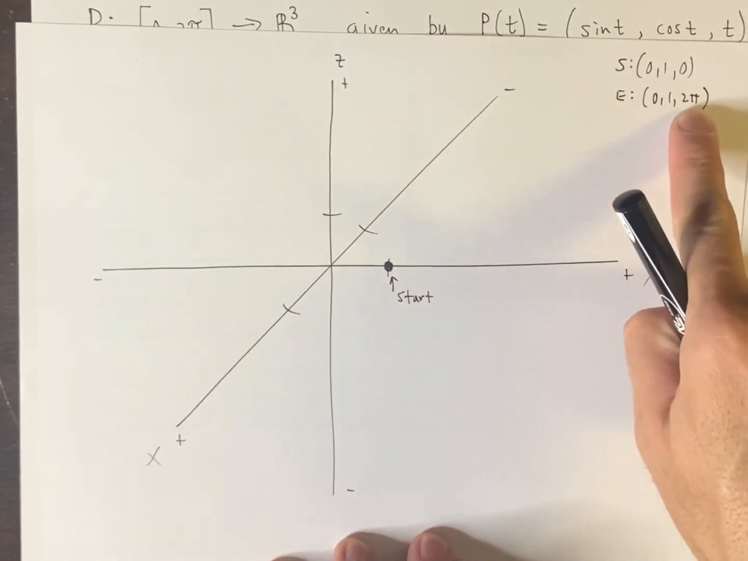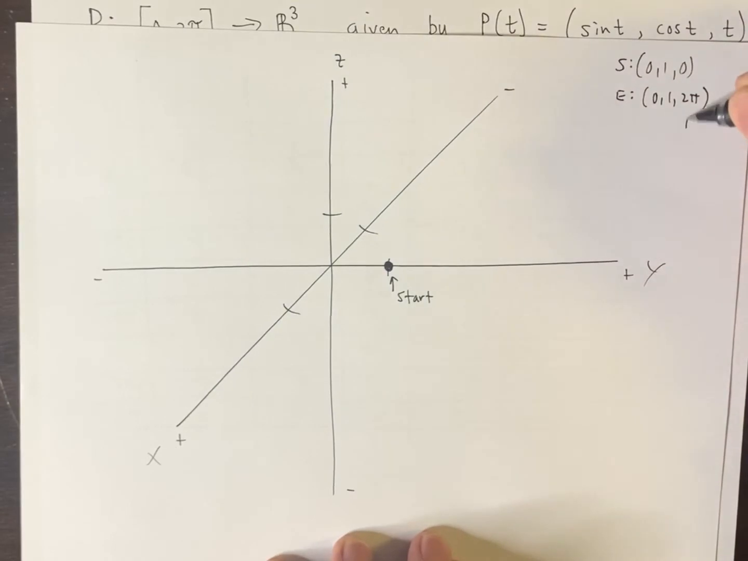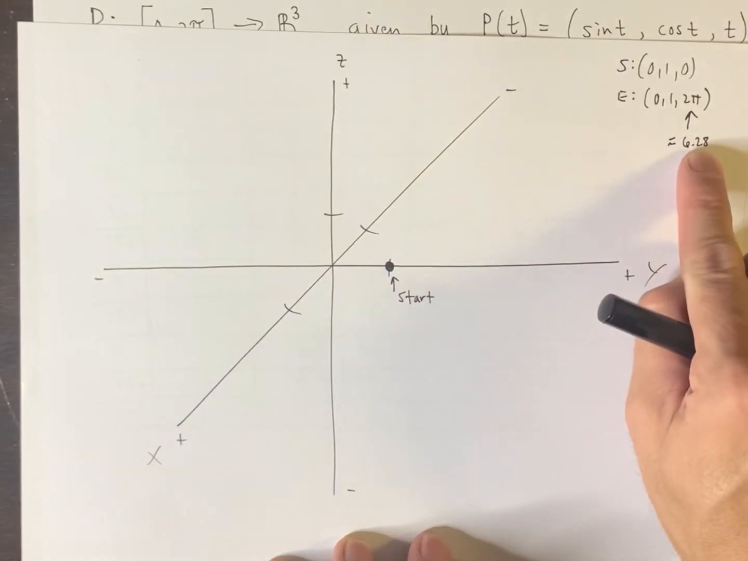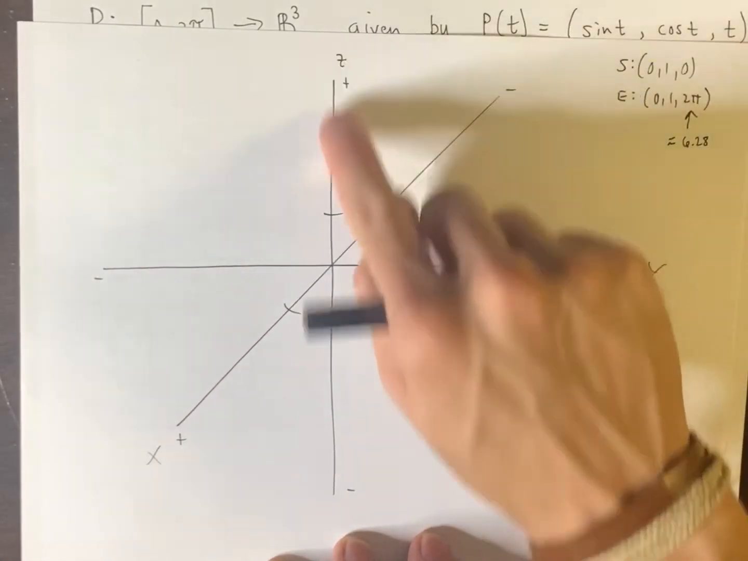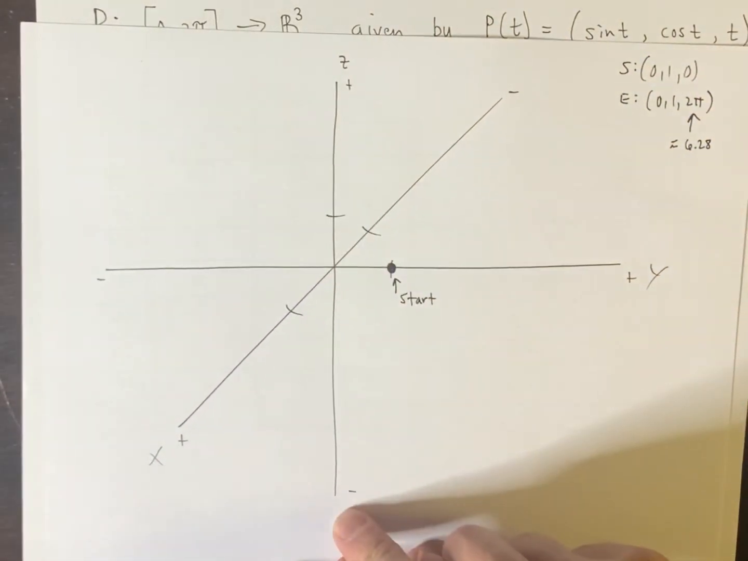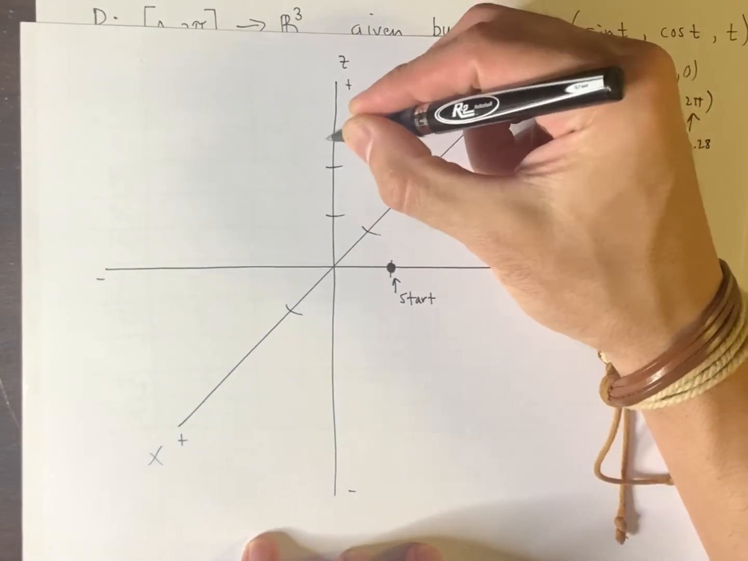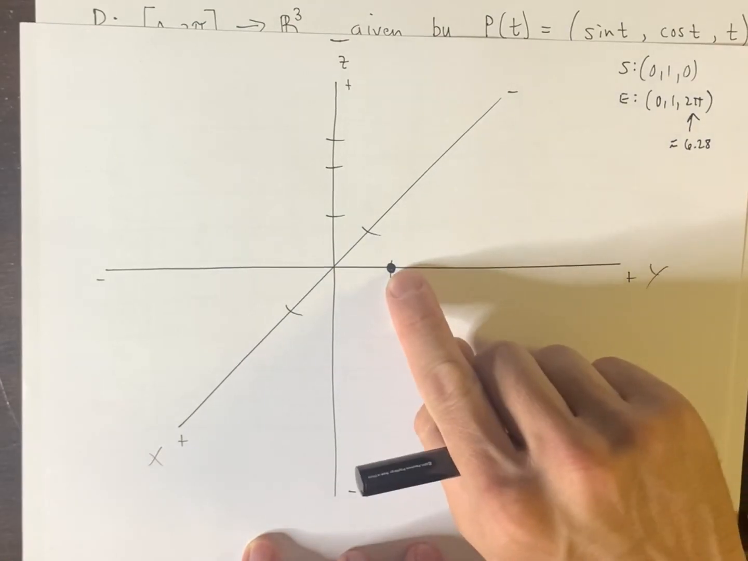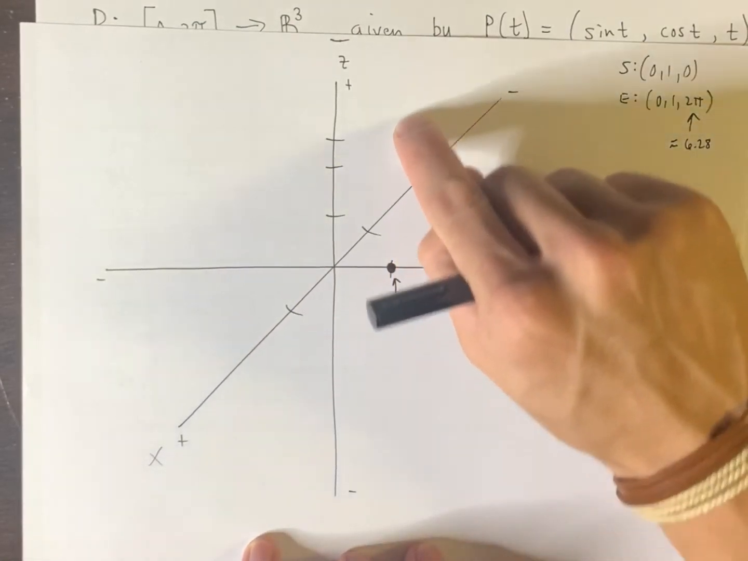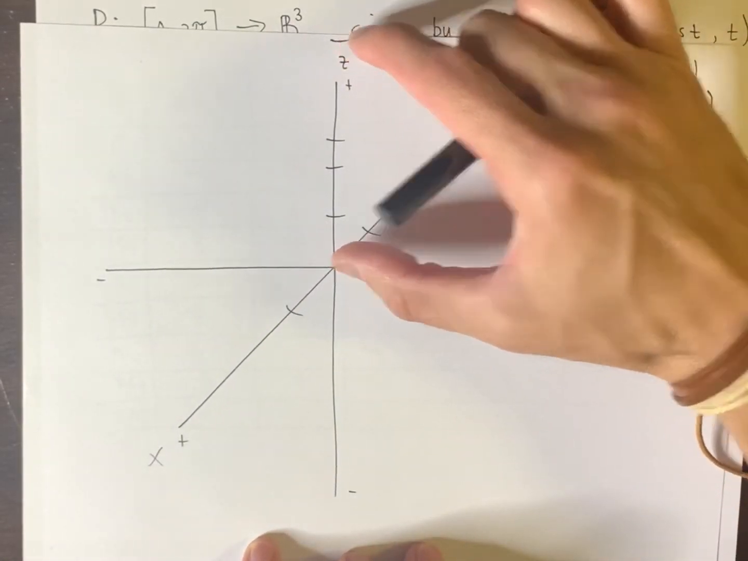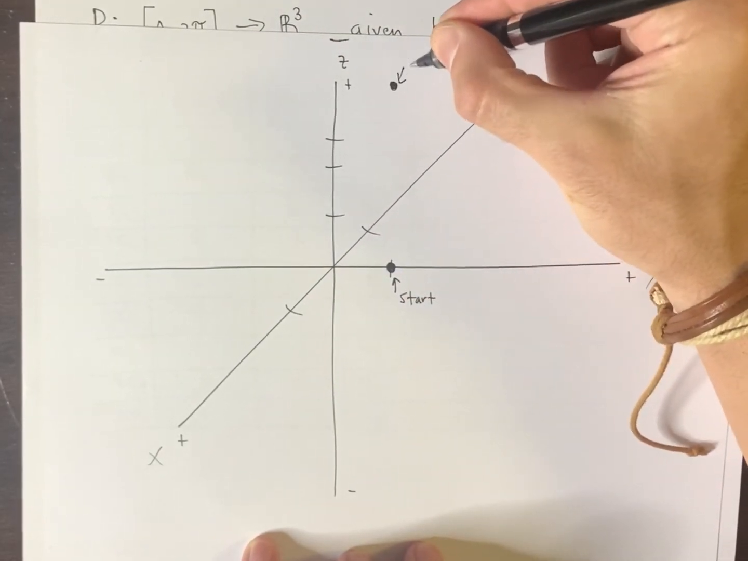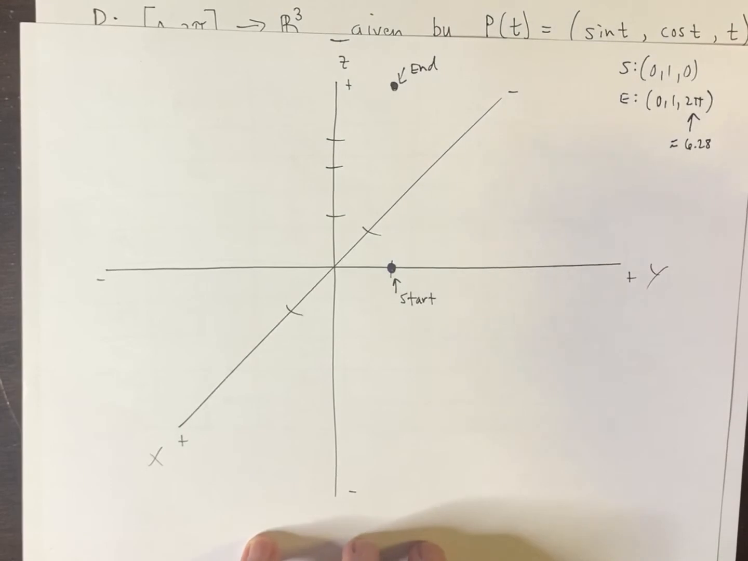And then 2 pi is about 6.28. If you turn this into a decimal, it's about 6.28-ish. And that means that from here, I have to go to 6.28 for Z. Z is up positive, down negative. So 1, 2, let's just say it's up here. Let's say that's 6.28. So from here, I have to elevate myself this much of a gap. So roughly like right there. So that point is where I have to end.